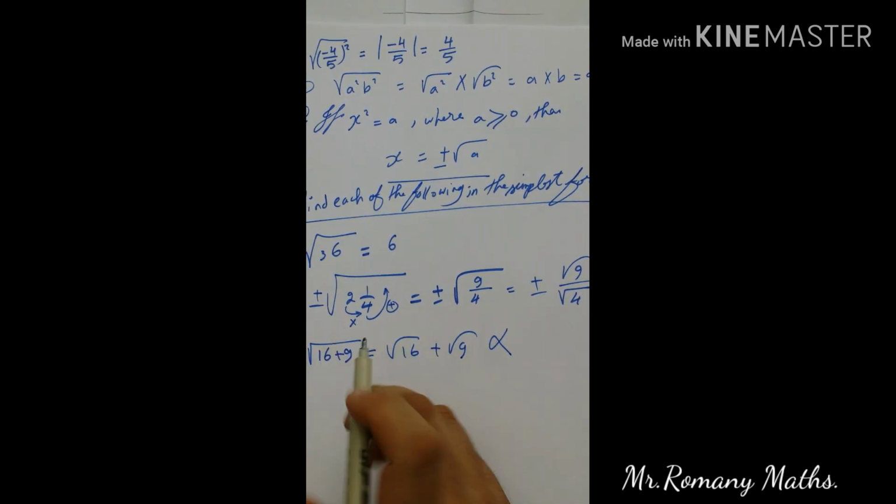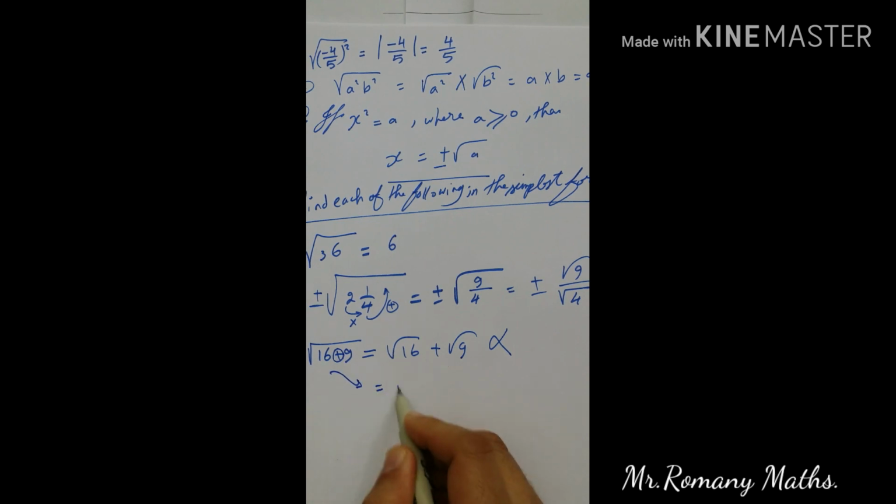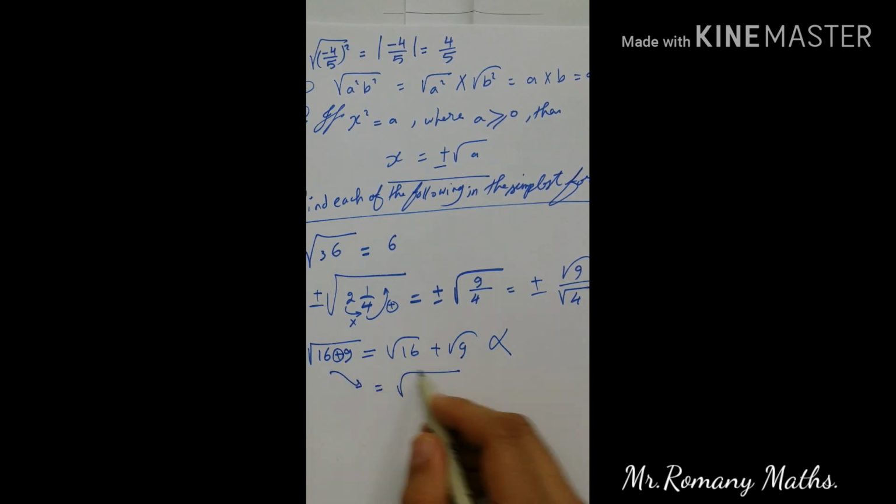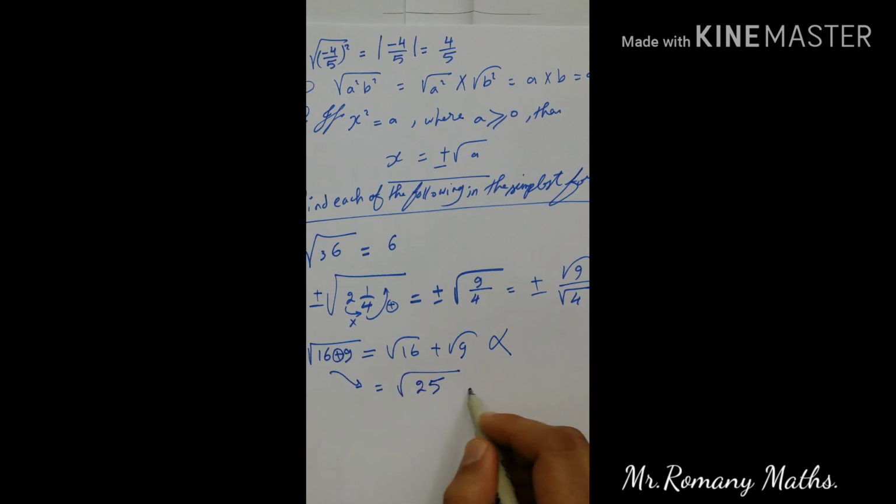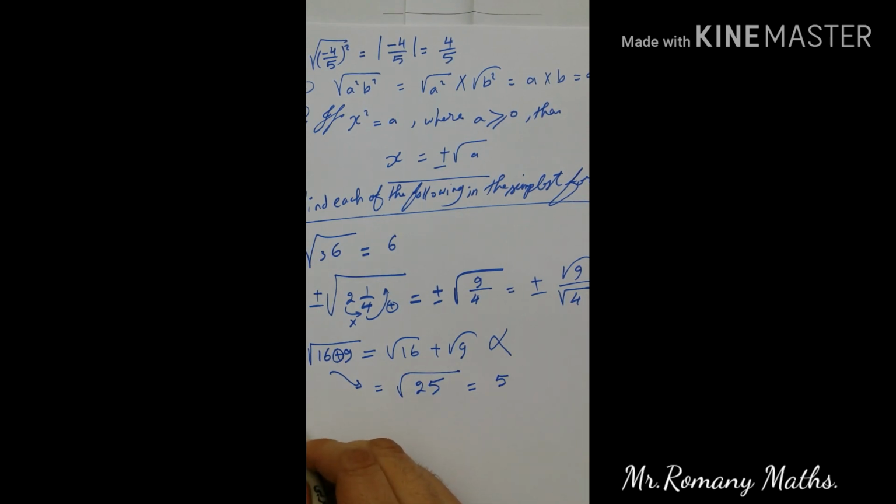Because you can't distribute the square root on the two terms if they have plus or minus. It is equal to square root of 16 plus 9. Find the addition. Yes, 25, equals 5. Right.